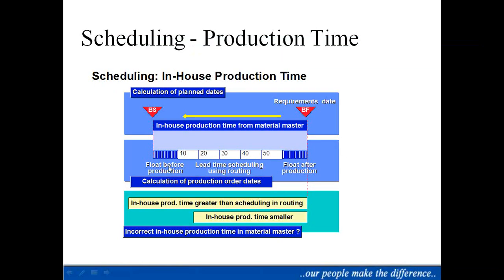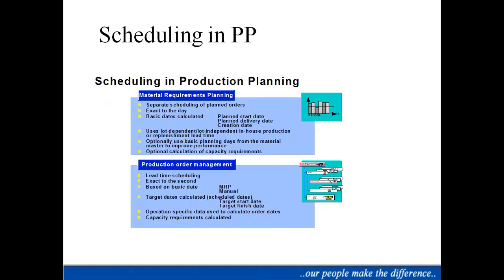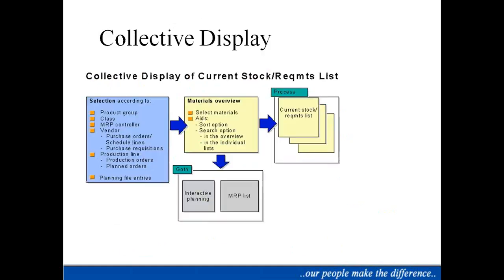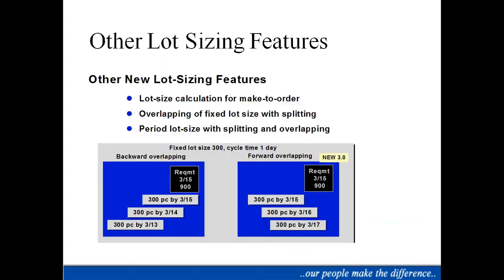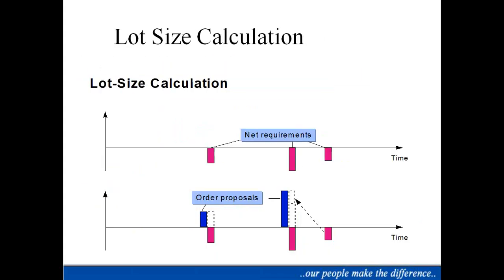Yeah. So while calculating all these things, the system will look into all the parameters which we have already maintained, the time elements. What are the different time elements? There is float before production, float after production, inter-operation times, operation times. All these will come into the picture while calculating exactly the time in lead time scheduling, how much time is taken, or what is the start date and what is the finish date to calculate for a particular production order.